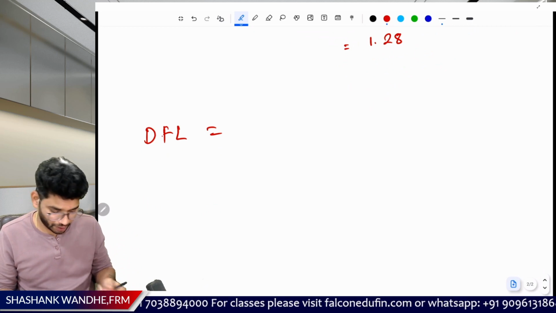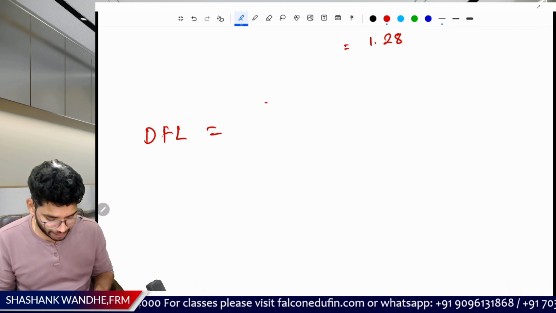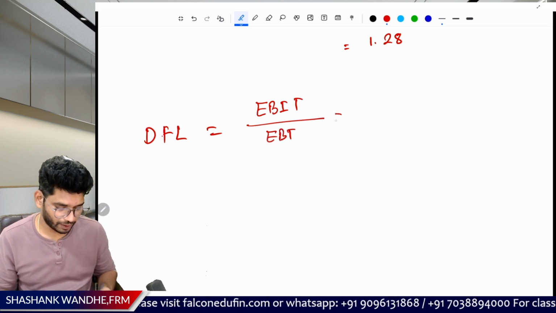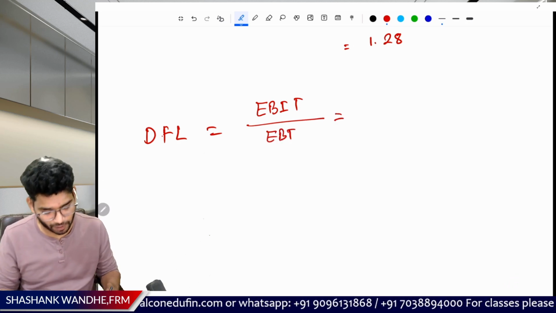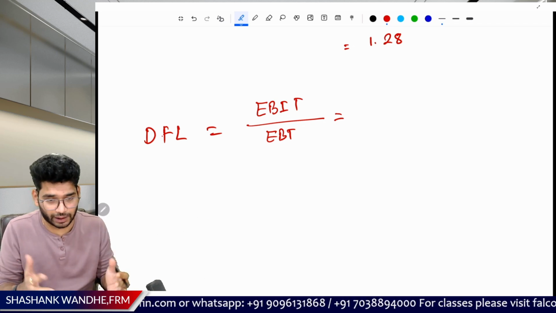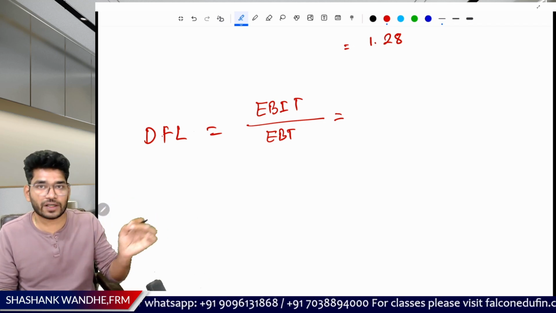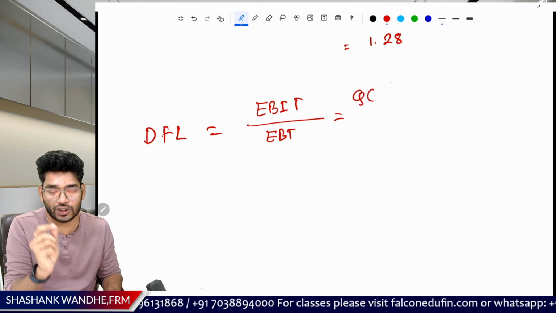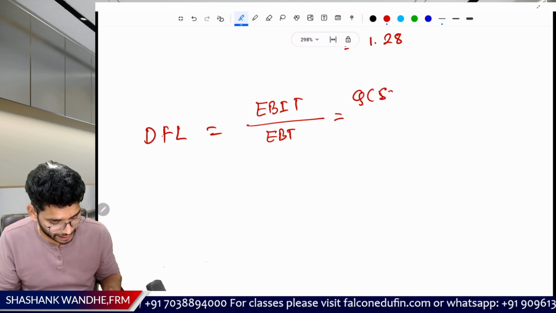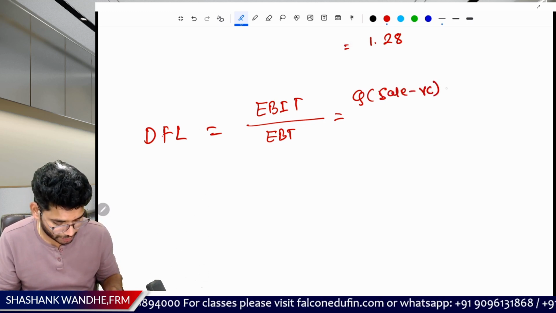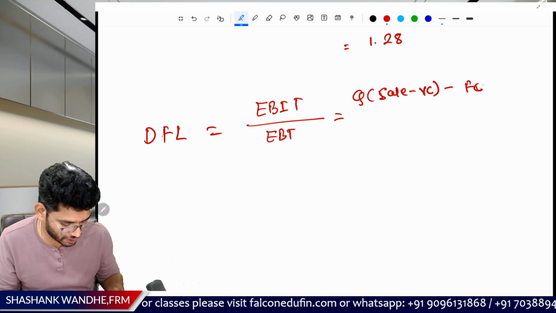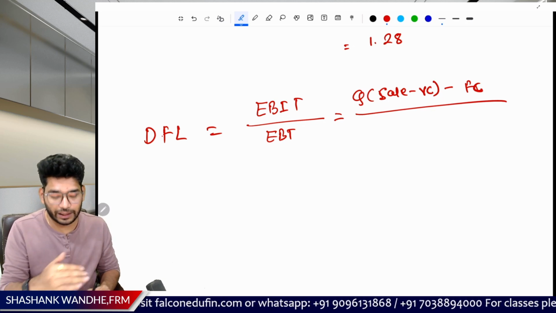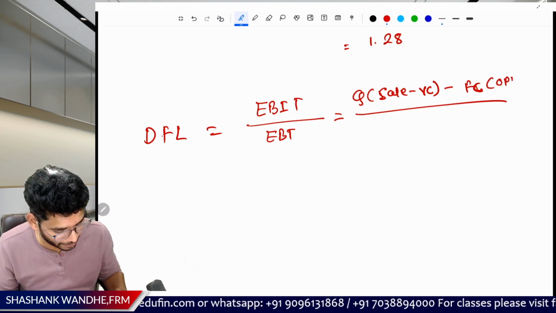Degree of financial leverage, as we know, is EBIT divided by EBT, earnings before tax. We already saw the EBIT formula. What is the EBIT formula in our case? This is contribution minus fixed cost. And what is the contribution formula? Quantity of units sold, total number of units sold, multiplied by sale minus variable cost, minus fixed cost, FC, right? This is operating.